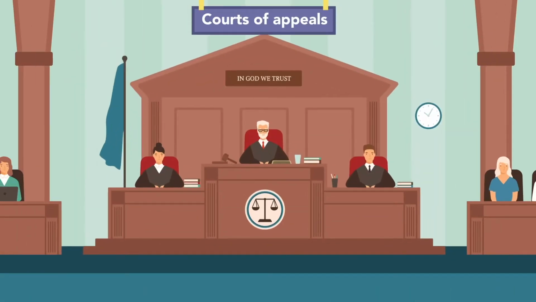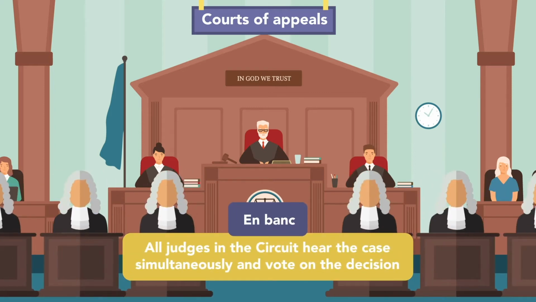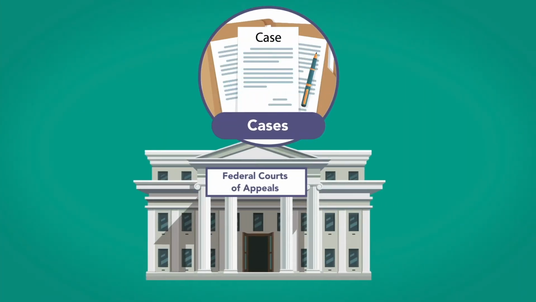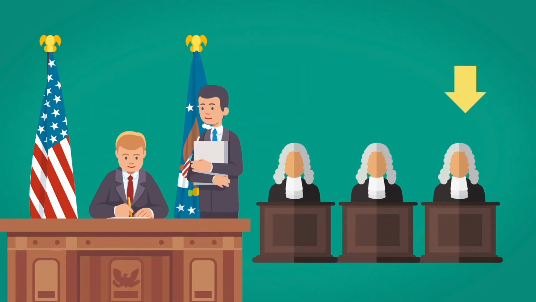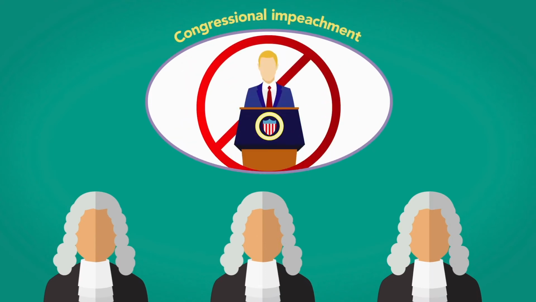Courts of appeals typically sit in 3-judge panels, but can agree to hear a case or reconsider a decided case en banc, which means that all judges in the circuit hear the case simultaneously and vote on the decision. Cases decided by federal courts of appeals can only be appealed to the United States Supreme Court. All federal judges are appointed by the President and confirmed by the Senate. They enjoy life tenure unless removed by congressional impeachment.